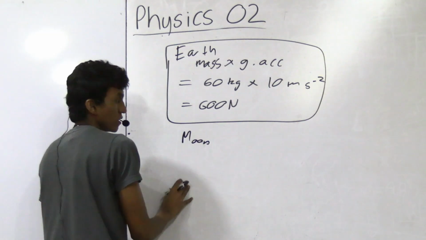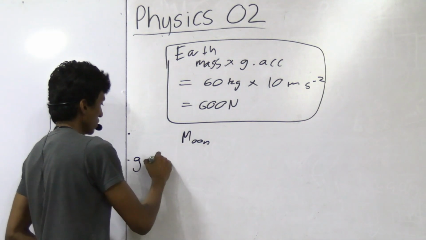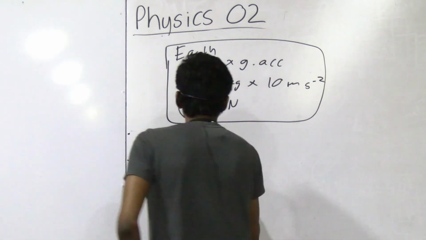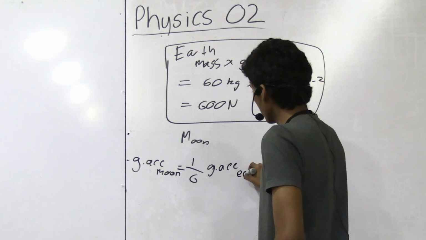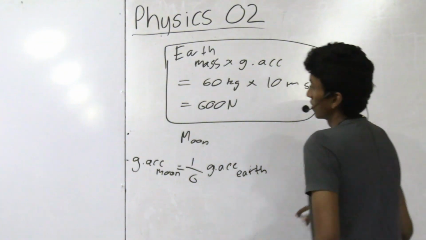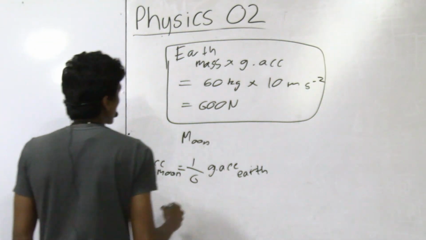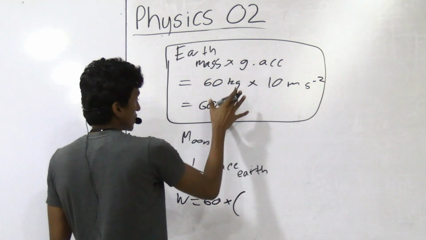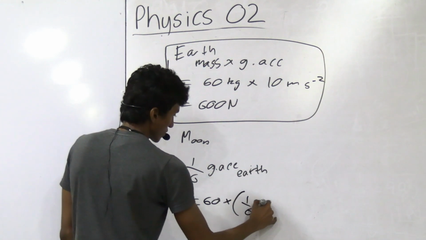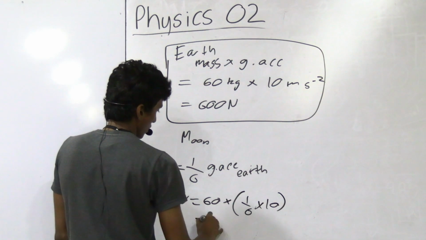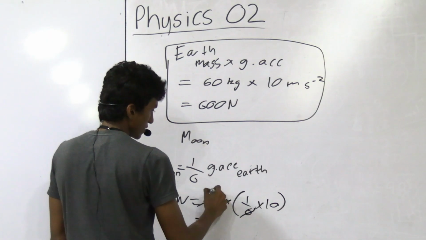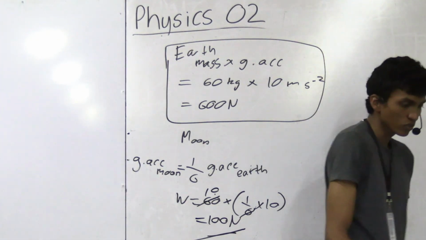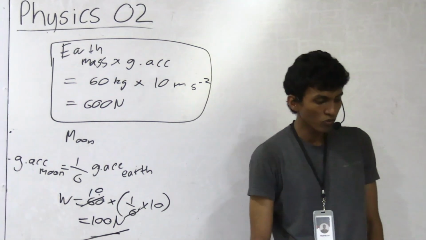So they've given that the gravitational acceleration of the moon is 1/6 of the gravitational acceleration on the Earth. So we can simply say that the weight is 60 into the gravitational acceleration of the moon, which is 1/6 of 10. 6 into 10 is 60, so 100 Newtons. So the answer is 2. No, sorry, answer is 3.